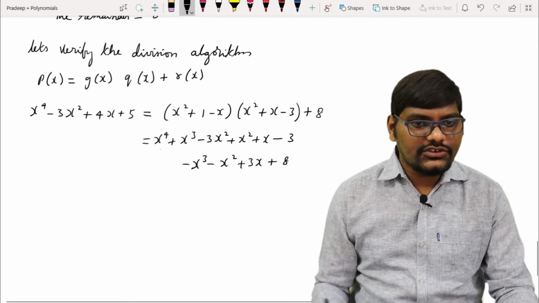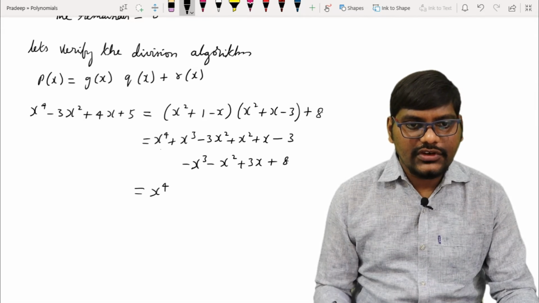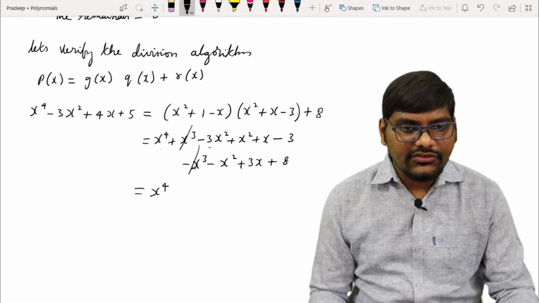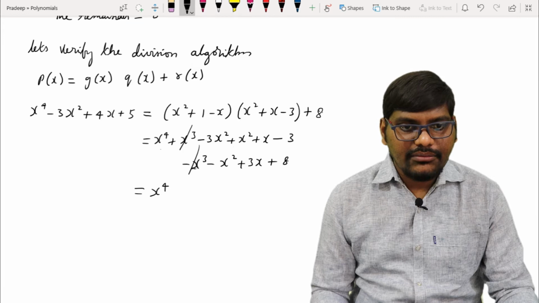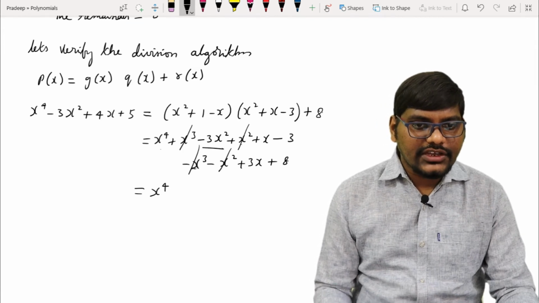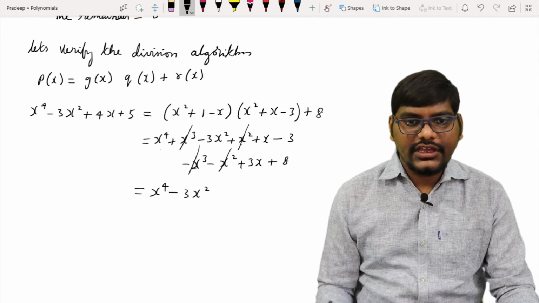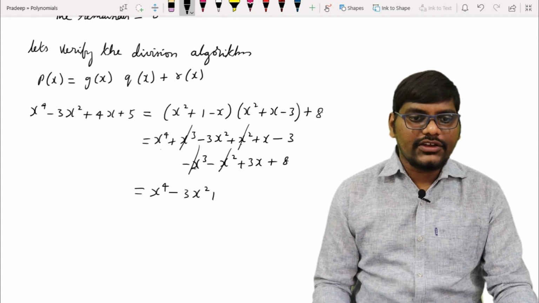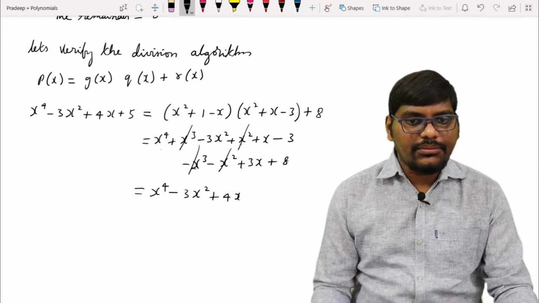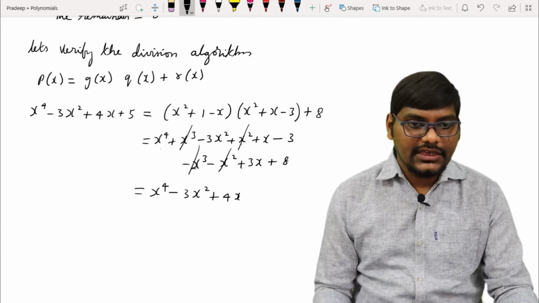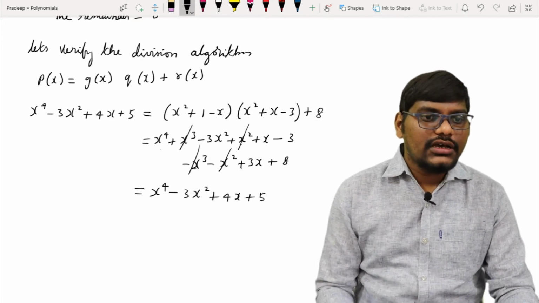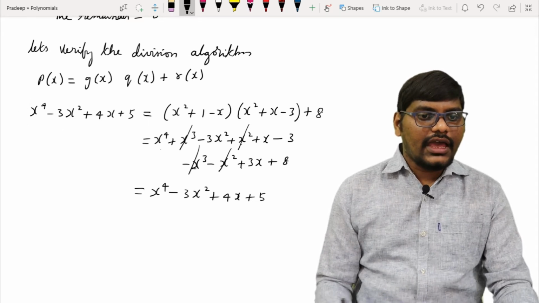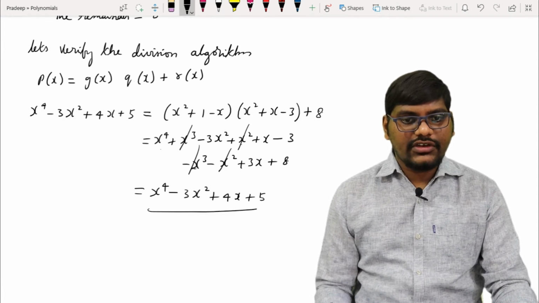Okay, so let's solve this. So I'm writing x power 4 first, then here plus x cube, minus x cube can be cancelled. Here minus 3x square is there, and this is plus x square, minus x square can be cancelled, and we'll just write minus 3x square. Here this is plus x, this is plus 3x, so 3 plus 1, it is 4x, and here minus 3 plus 8, that is nothing but plus 5. So here this LHS is x power 4 minus 3x square plus 4x plus 5, and this also x power 4 minus 3x square plus 4x plus 5.